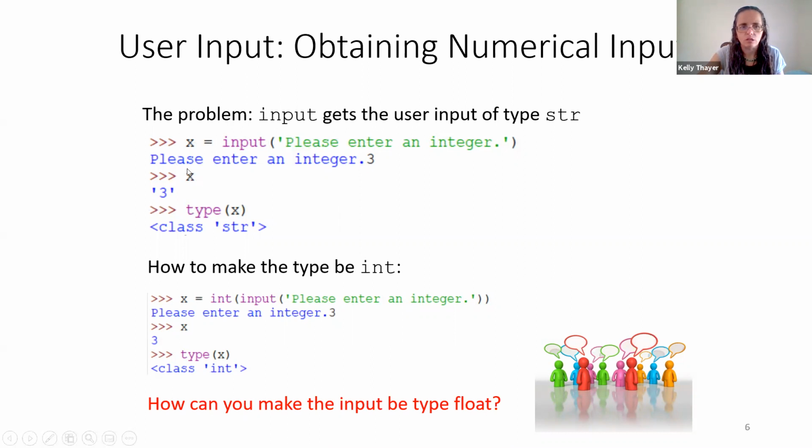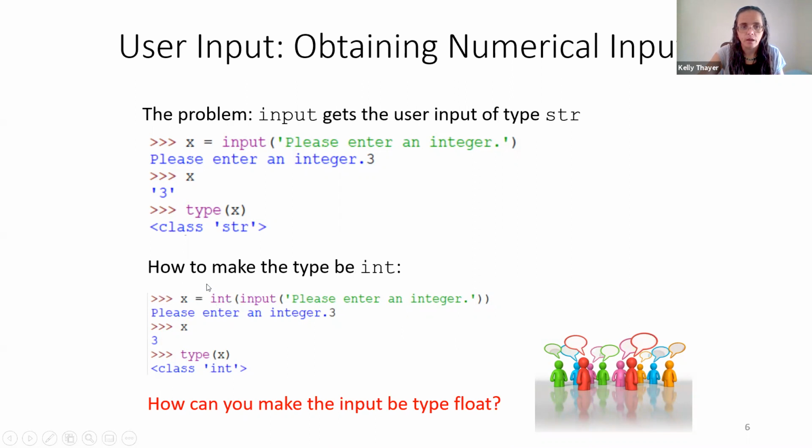Now, if we ask Python what the value of x is, you see that it reports back 3, but it is of type string because it's got the quotes on it. And if we ask Python, what is the type of x? That's string. So if we want to make it an integer, this is what we're going to need to do. We can put the int function around the input to change the type of what is entered by the user.